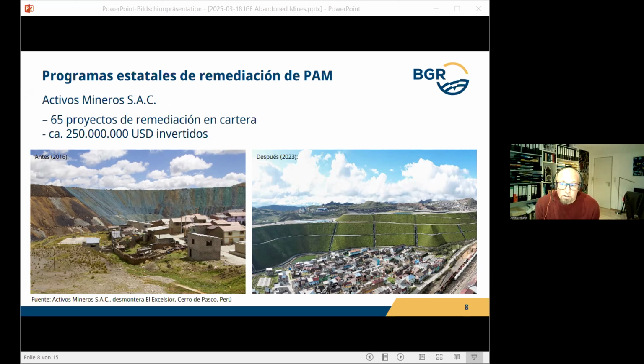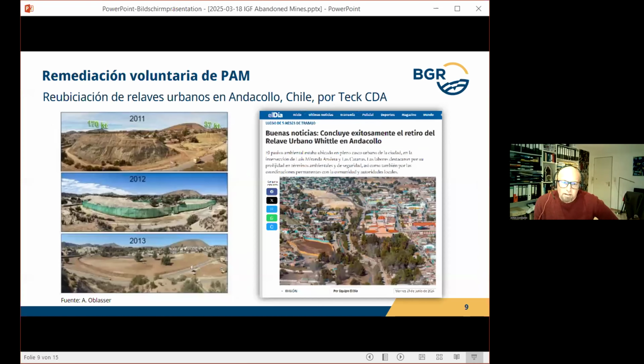However, I think that results in Peru have been significant, and many of the areas that were affected were remediated successfully, and we could remediate as well the environmental impacts of this. On the left, you can see the Excelsior Desmontera. It was done in the year 2016. You can see on the left before, and on the right when it has been already remediated. So that shows you the positive impact. Of course, it is not challenge-free, but this is something very important and very significant for Peru.